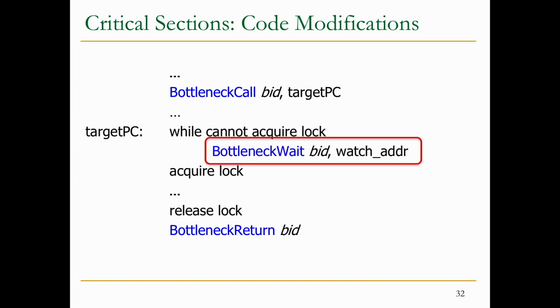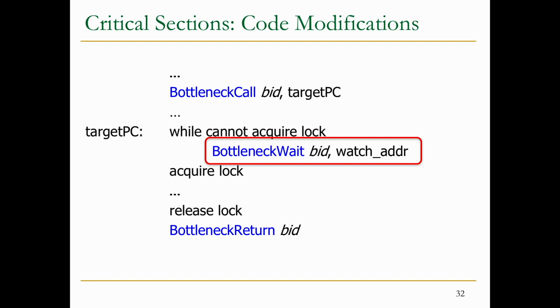So basically we're going to add another instruction that says bottleneck wait. We're waiting for this bottleneck ID, which is this thing itself, and we're going to do that by watching an address. Basically somebody is going to write to that address and say the lock is done, so now I can go back and acquire the lock.